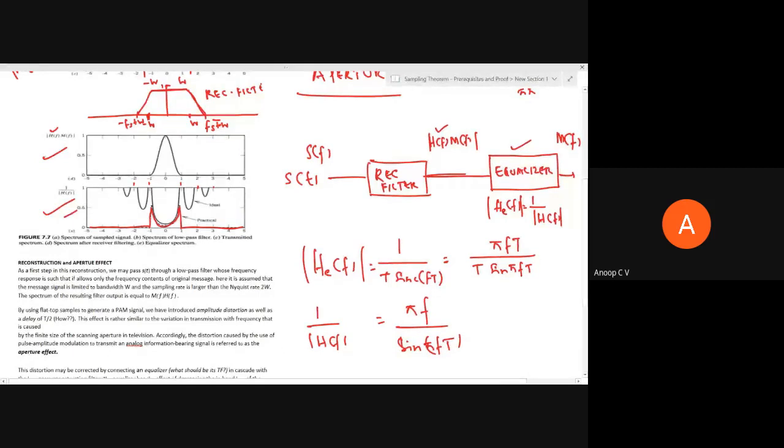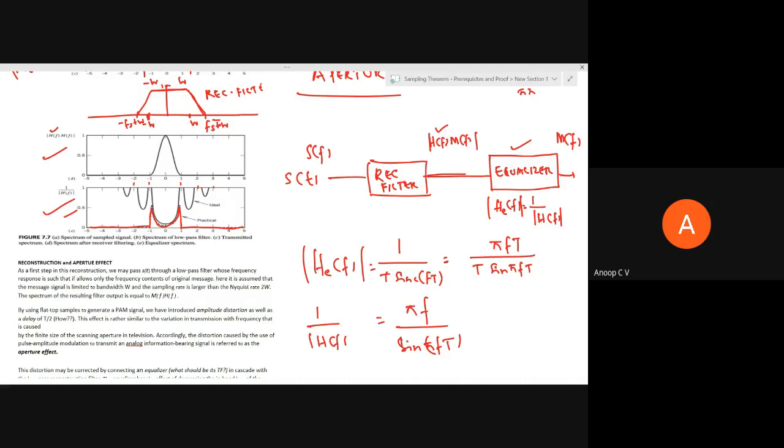So that's it about this PAM part 2. We have seen what PAM is. We have differentiated PAM and natural sampling, and we did some mathematical analysis and obtained the spectrum of the PAM signal. You know how to plot the PAM signal, and we know how to construct a PAM signal. And with the help of the spectrum, you can explain the reconstruction, aperture effect, and even generation of PAM. This was asked many times, even in your model question paper. This question is there.